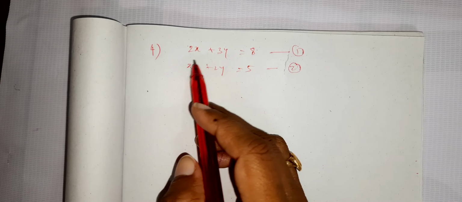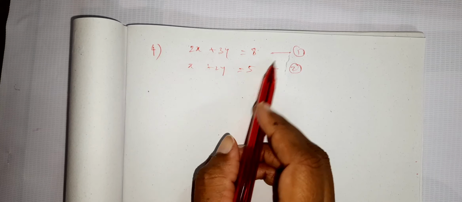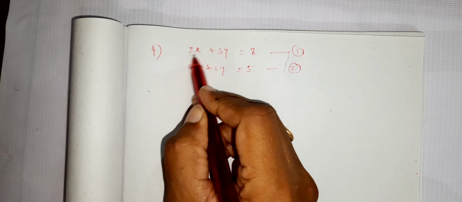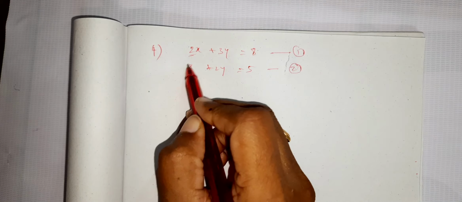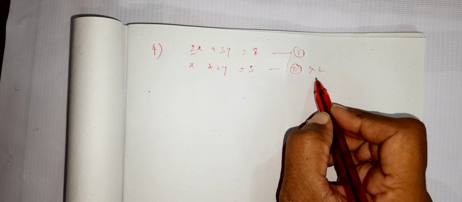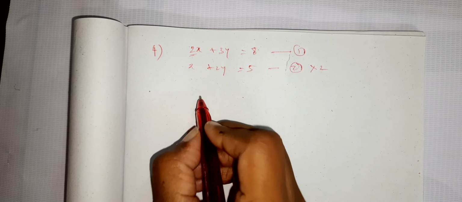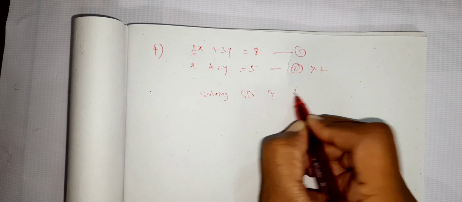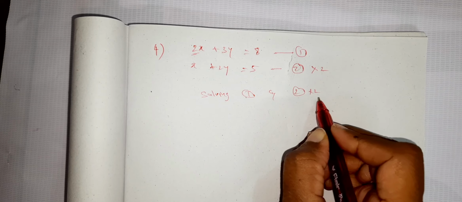Now use elimination method. Right. So when you want to use elimination method, any one of these variables should be eliminated. It is easy to eliminate x because here you have 2x and here you don't have any coefficient. So you can multiply the equation with 2. Right. So therefore let us write it. Solving 1 and 2 into 2, equation 2 into 2.